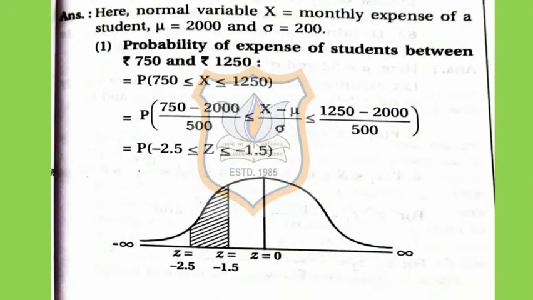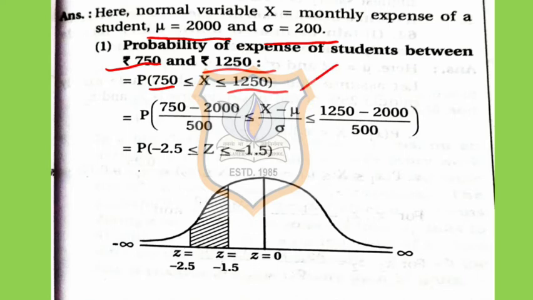Here mean is 2000, so mu is 2000. SD is 500, so sigma will be 500. Now we have to find the probability of expense between rupees 750 and 1250. So x1 will be 750, x2 will be 1250. So we have to find the probability of 750 less than or equal to x less than or equal to 1250.